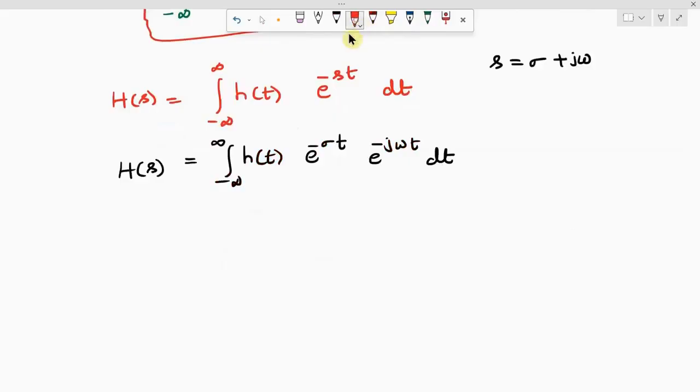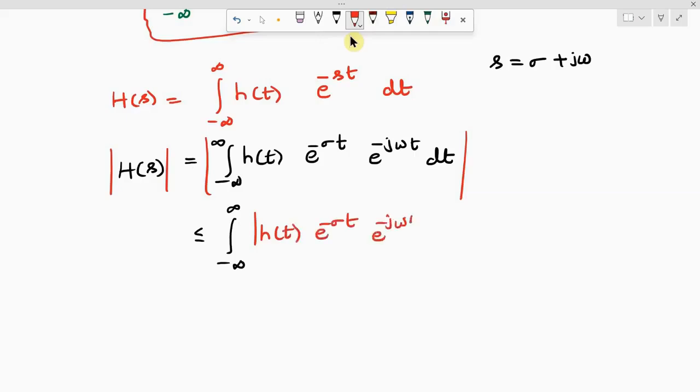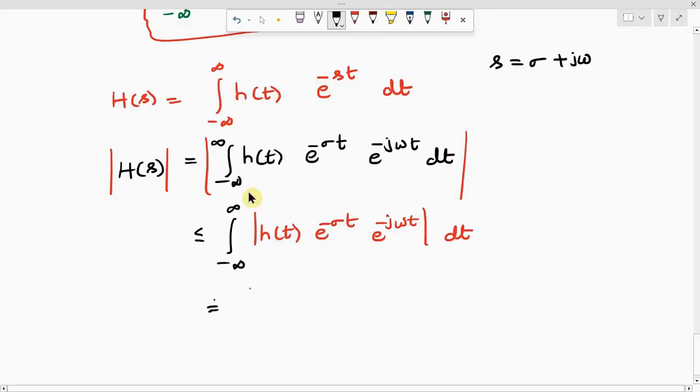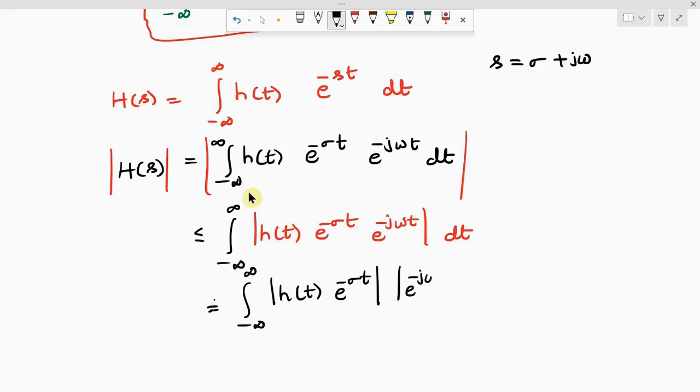And then talking about the finiteness, we apply the modulus on both sides. Now this can be written because equality doesn't hold good when the order of operations is interchanged. So mod comes inside: mod h of t e power of minus sigma t e power of minus j omega t dt. Now this modulus can be represented as mod h of t e power of minus sigma t into mod e power of minus j omega t dt.